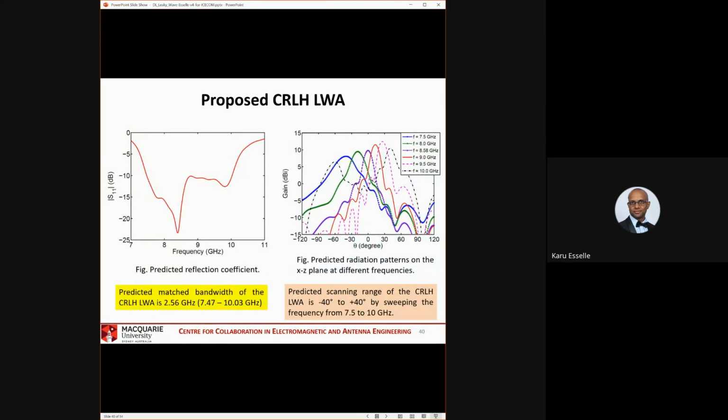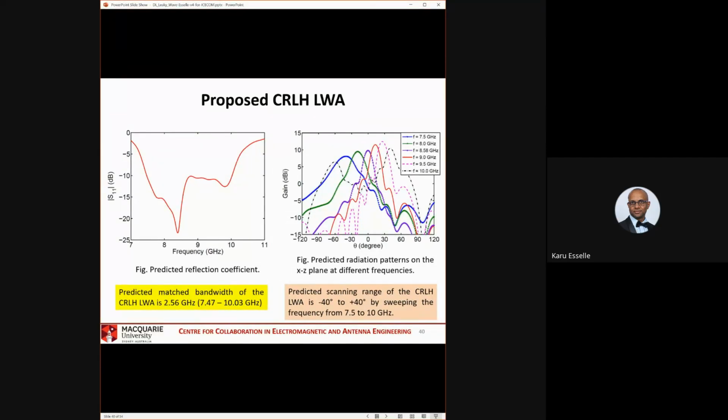So what is the difference? This is S11 of this antenna. It's less than minus 10 dB over 2.56 gigahertz, from 7.47 to 10.03. Now these are the radiation patterns of this antenna at various frequencies. In this one there are no switches. It's not reconfigurable.